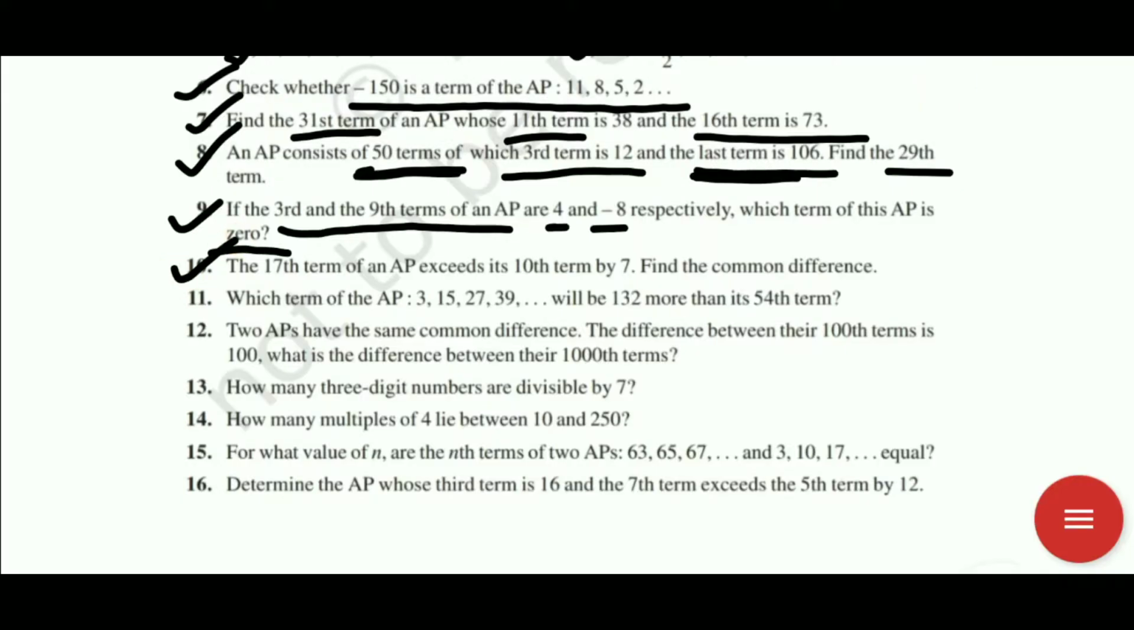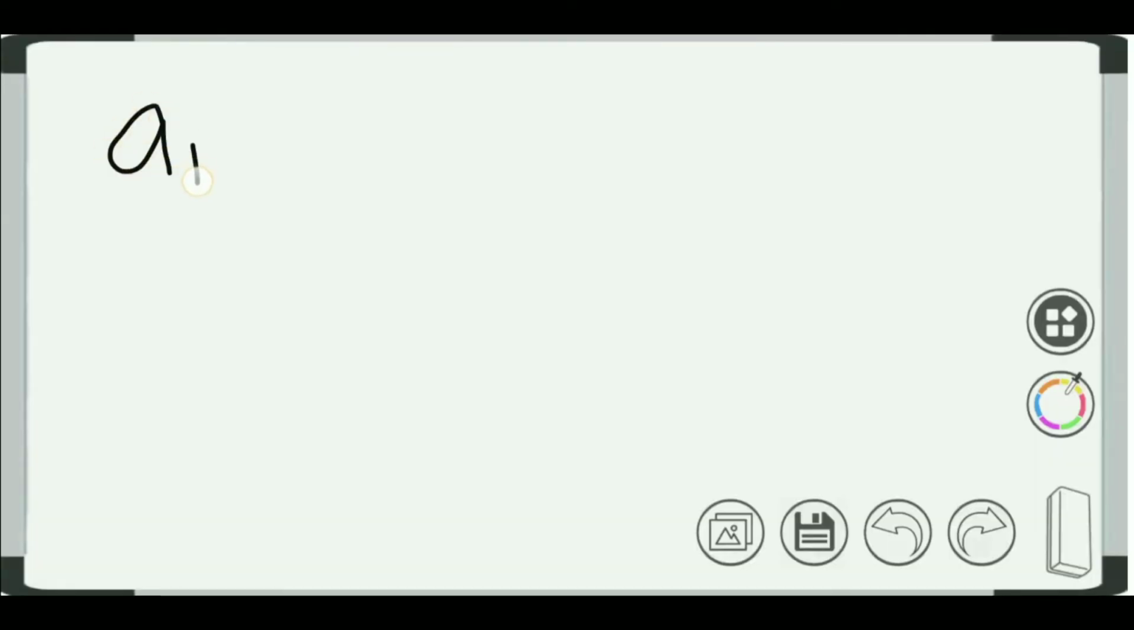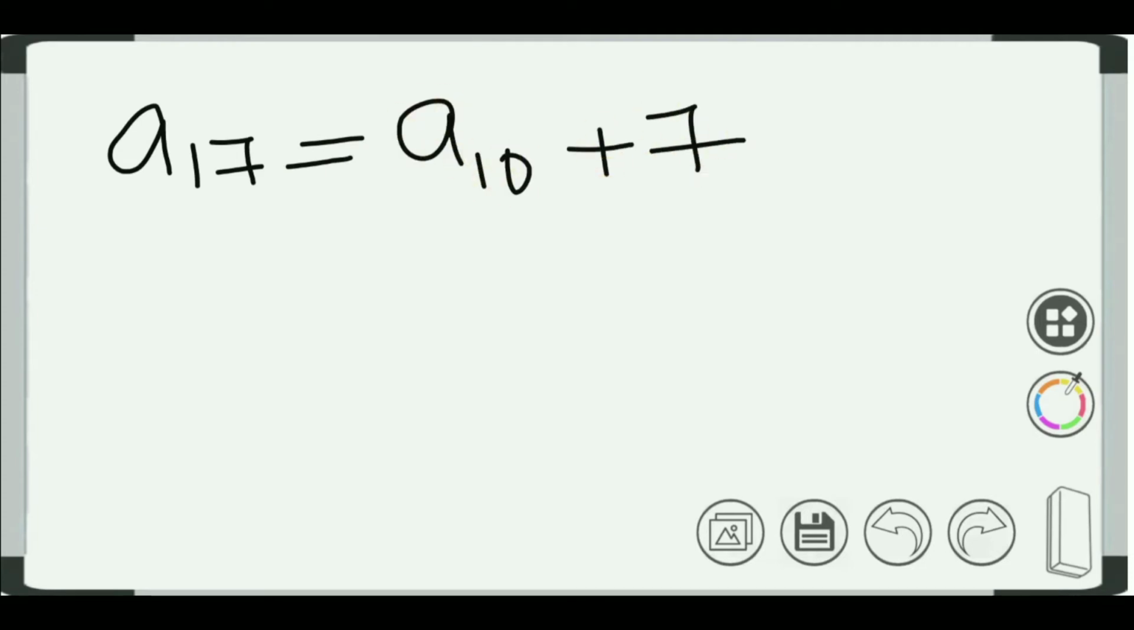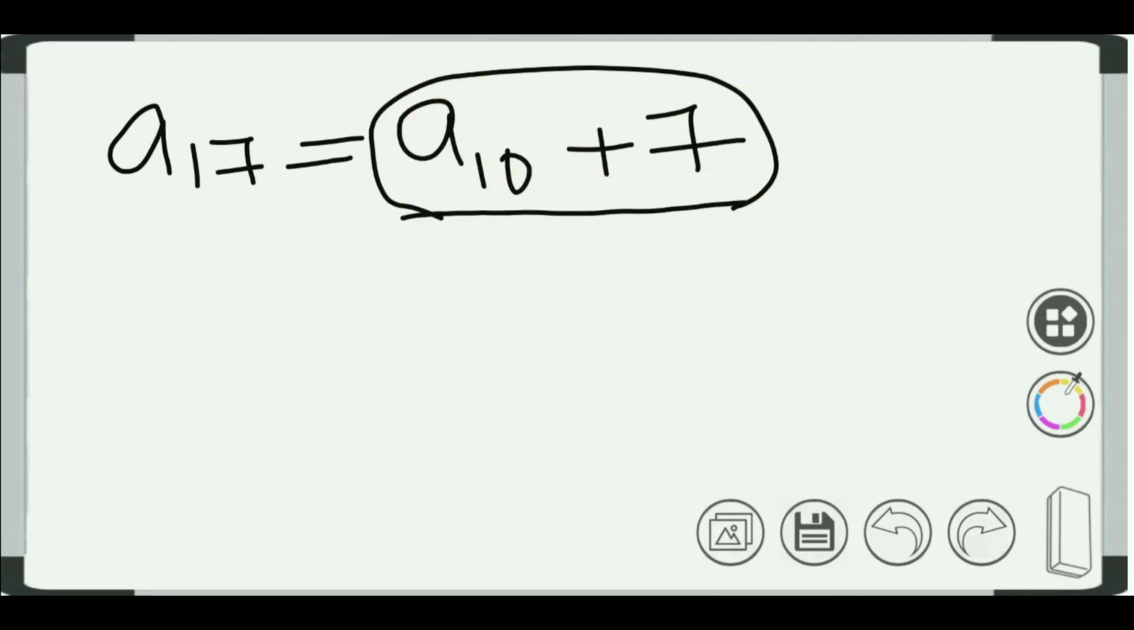See, 10th one. The 17th term of an AP exceeds its 10th term by 7. Find the common difference. Now here you need to find your common difference, that is D. They have given the 17th term of an AP exceeds its 10th term by 7. The 17th term exceeds its 10th term means the 17th term is the 10th term plus 7. See, 10th term plus 7 is what? 17th term.